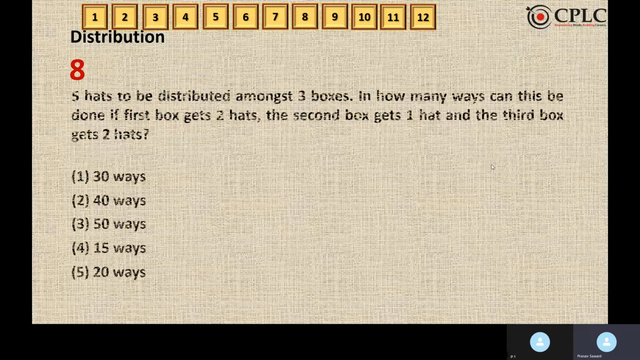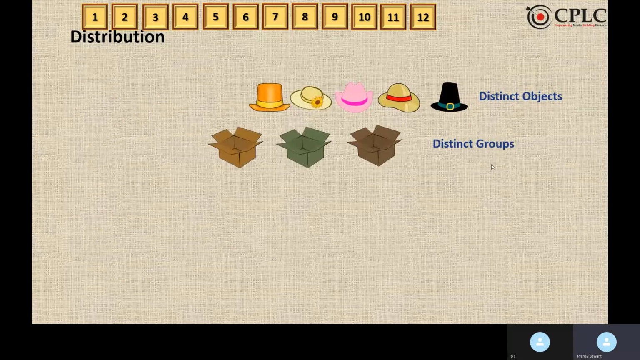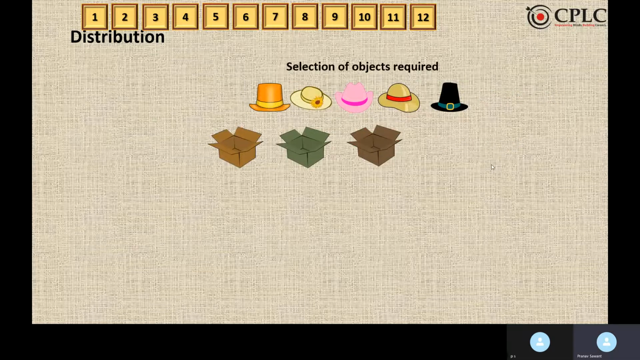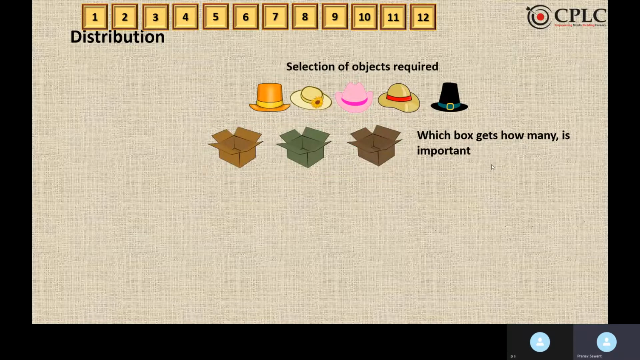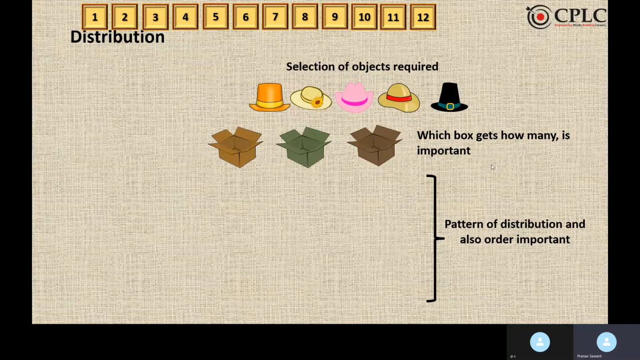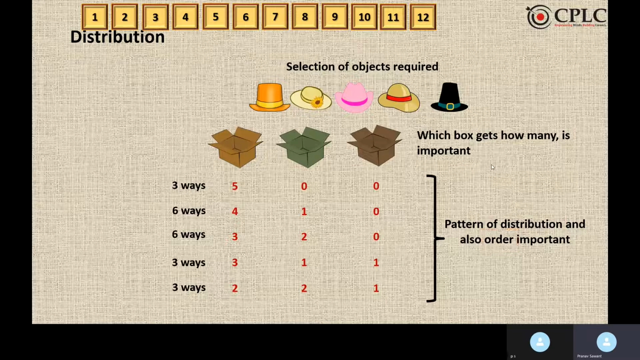Eighth question, 5 hats to be distributed among 3 boxes. In how many ways can this be done if first box gets 2 hats, second box gets 1 hat, and the third box gets 2 hats? Now, distinct objects and distinct groups. So selection of objects is required as the objects are distinct. Which box gets how many is also important. So the pattern of distribution which we have already learned is this. Now, order is also important. So the number of ways would be this: 3 ways, 6 ways, 6 ways, 3 ways, and 3 ways.